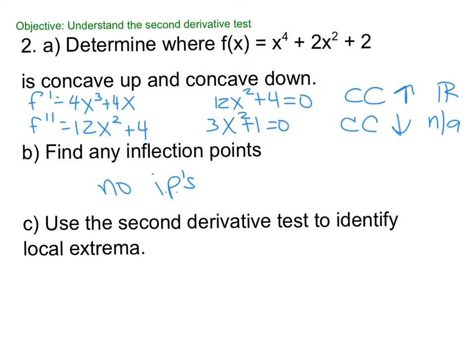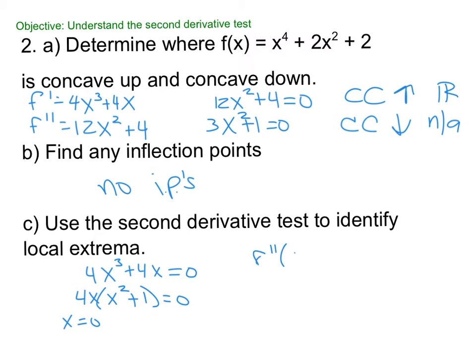Identify local extrema. So f prime equals 0. So 4x cubed plus 4x equals 0. That's the first derivative. Factor. x squared plus 1. So this x squared plus 1 will never equal 0.